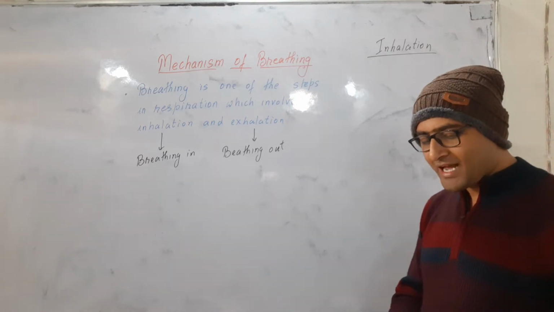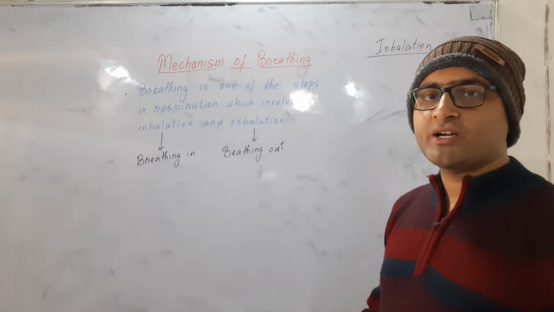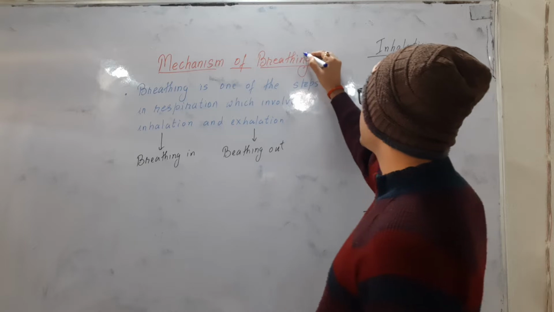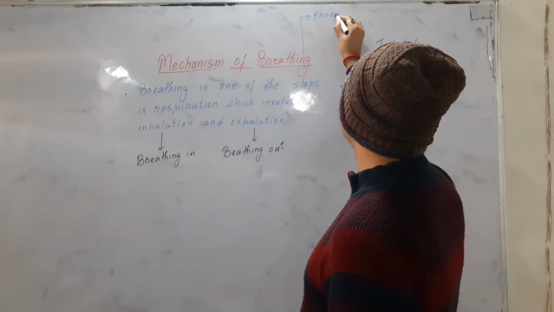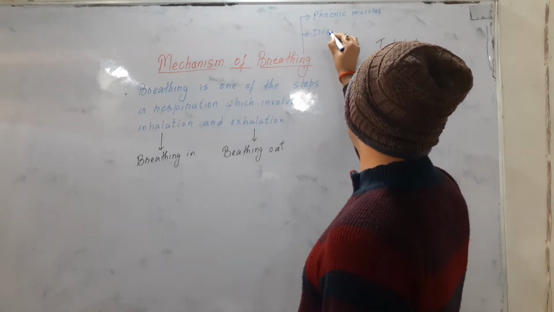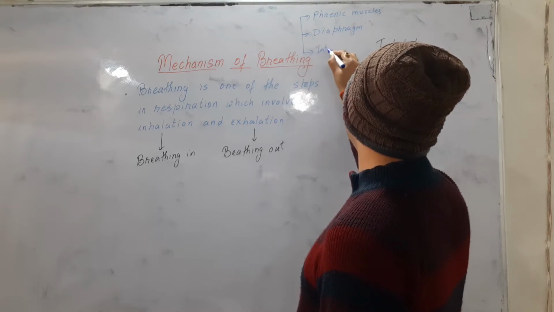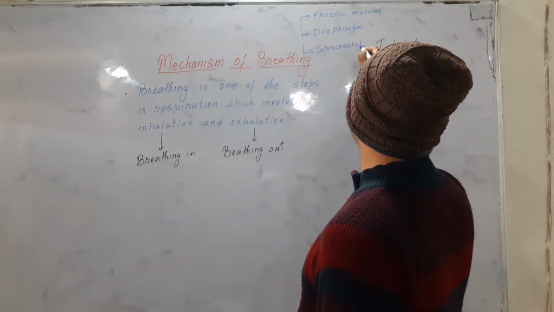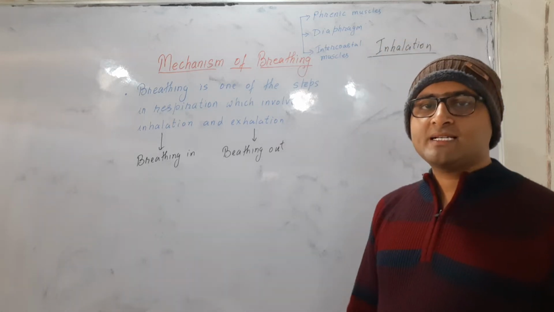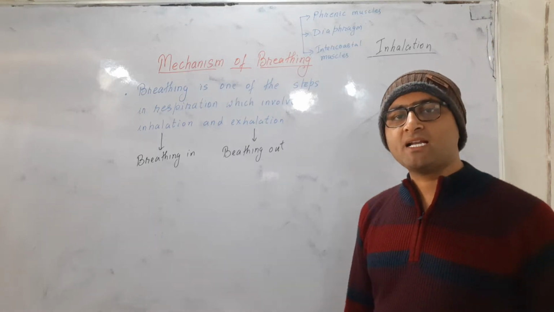Before going to the entire mechanism, we should also understand what are the various muscles which play an important role in the mechanism of breathing. It is very well controlled by phrenic muscles. Next one will be the diaphragm. And the third one is the intercostal muscles. These are the important muscles which perform a crucial role during the process of inhalation and exhalation.